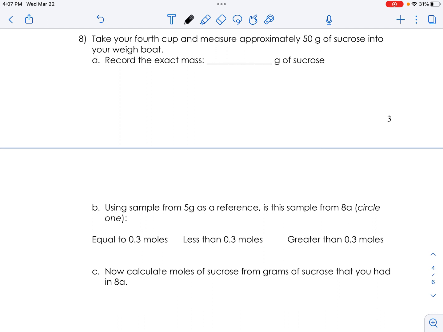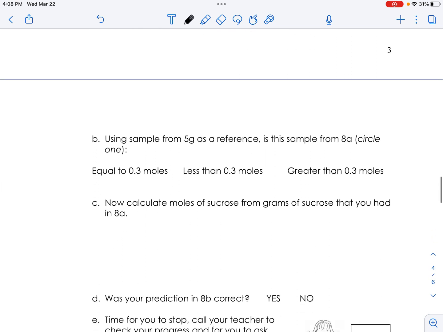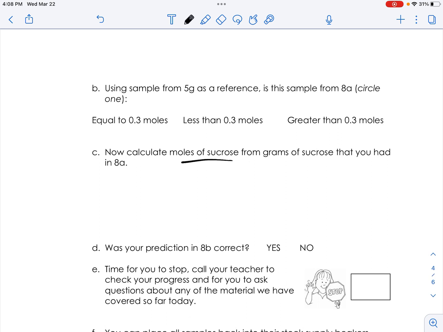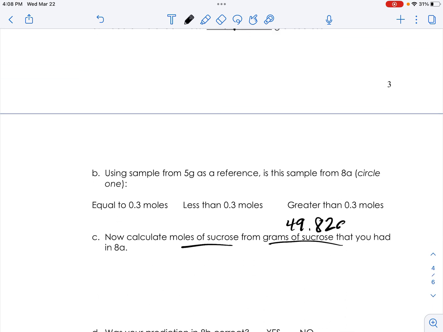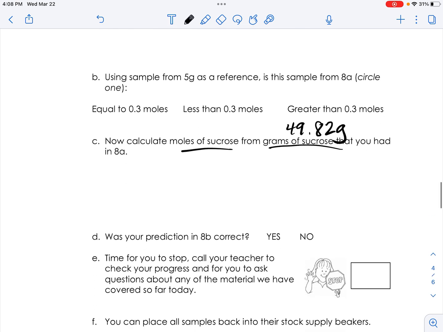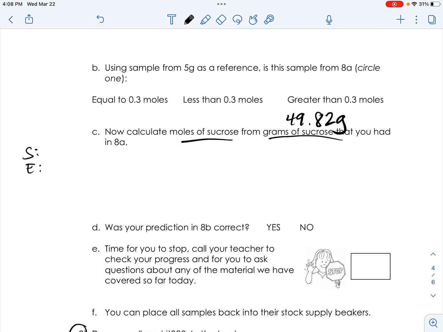Now it's asking you to do that same process, but this time with, let's do 49.82 grams of sucrose. Okay. All right, make a prediction and then calculate the moles of sucrose from the grams of sucrose. We just said we had 49.82 grams of sucrose. And this is a DA problem, so you're going to have a start and an end and conversion factors. And your conversion factor now is going to be your molar mass of sucrose, or C12H22O11, which you should have calculated on your own earlier in this document.